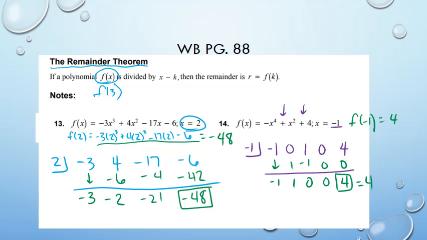Now this one should be easy enough. We could probably find this real quick. Just to verify, let's do that. If I plugged in negative 1 here, I'd get out negative 1 plus 1 plus 4. Negative 1 plus 1 plus 4 is 4. So in fact, I've shown that that is true.